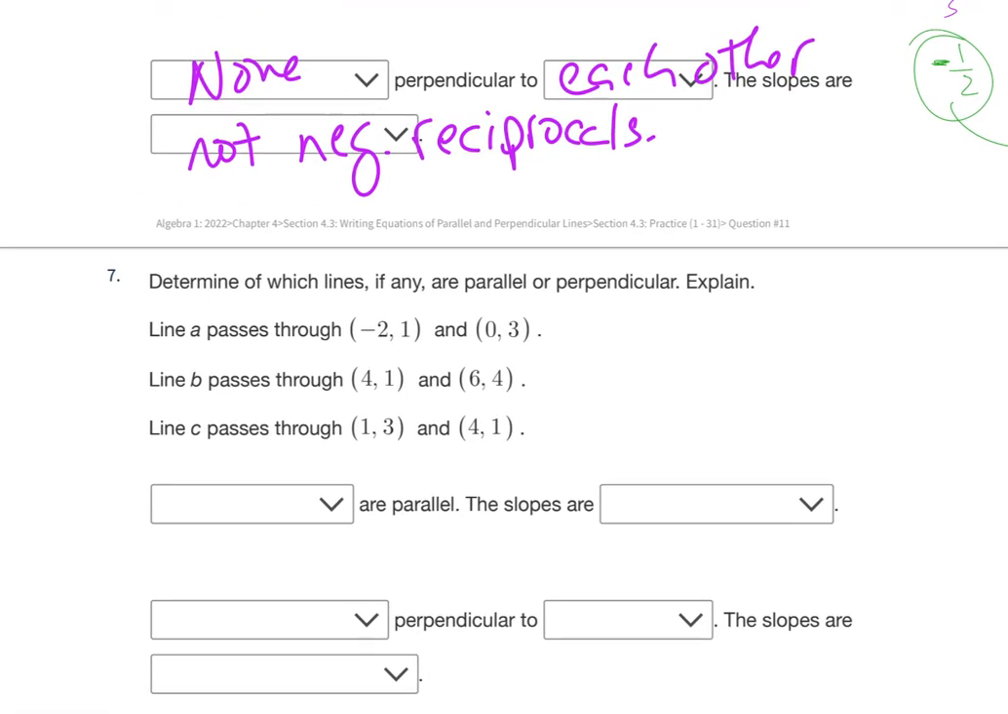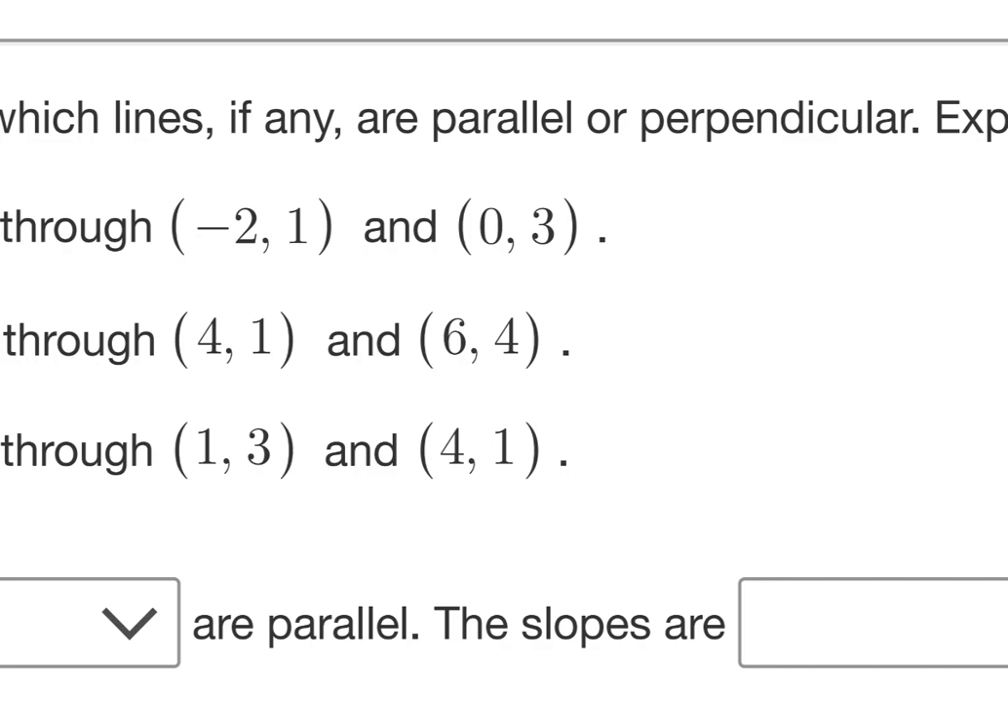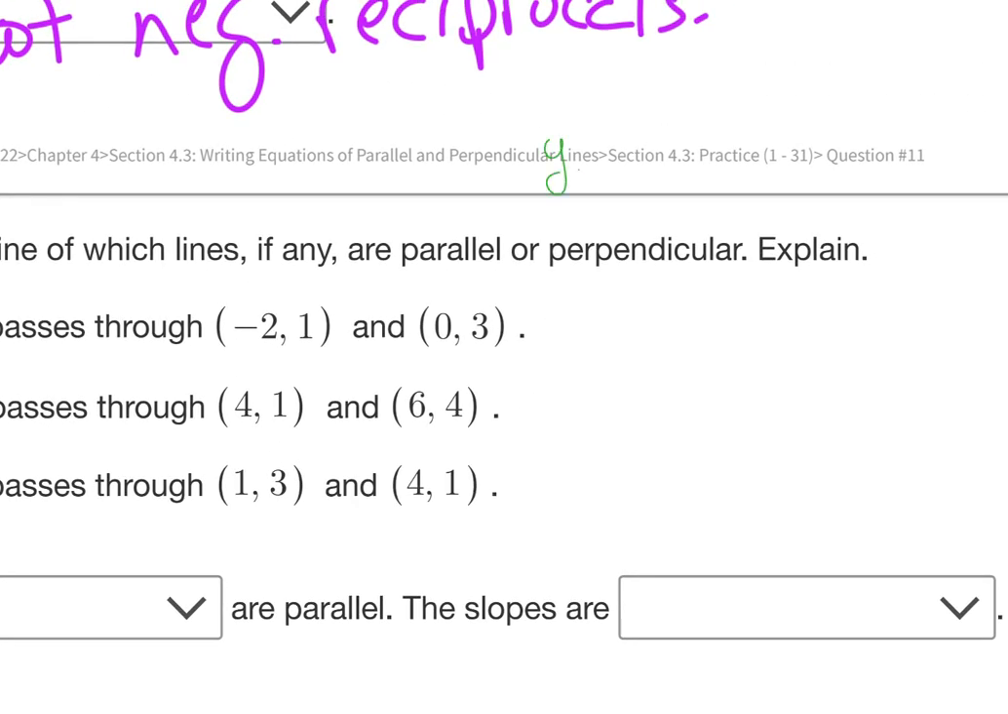Determine which are parallel or perpendicular. It's like the other one where we need to find the slope. So, in case you don't remember, y2 minus y1 over x2 minus x1. And I kind of just did those in my head because really, here's all you're going to do. 3 minus 1, that's 2. You can do that in your head. 0 minus -2, that's 2. So that slope's 1.